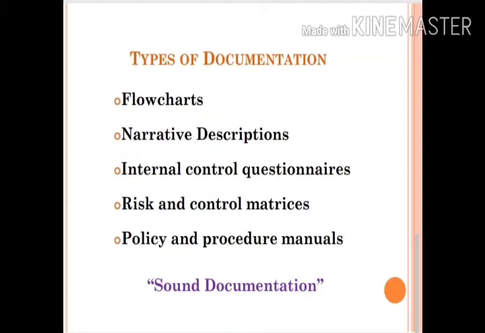So by understanding a graphical representation of the data, you will be understanding the efficiencies and the deficiencies of the particular internal control system, and you can easily identify the risk associated with it, and you will be finding out what are the suitable measures to overcome the internal control problems. So this is the first type of documentation, and the second type is narrative description.